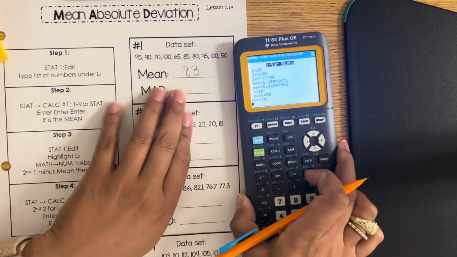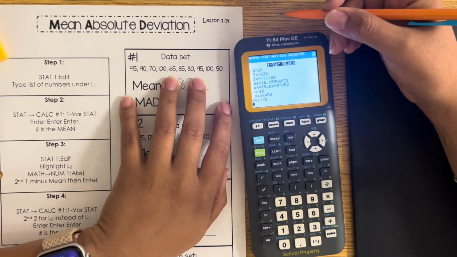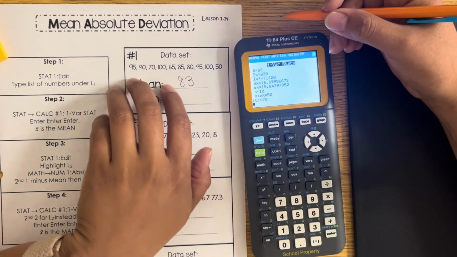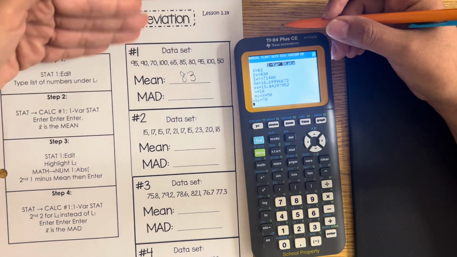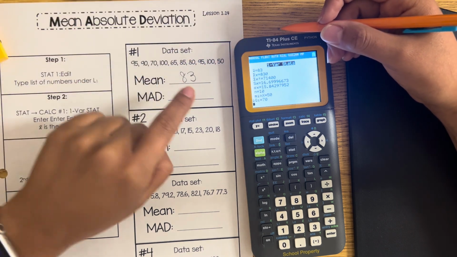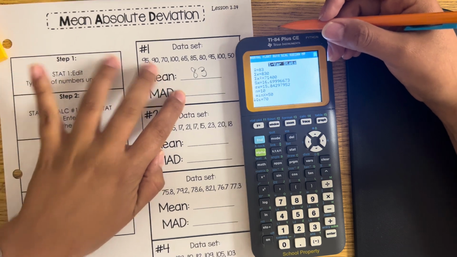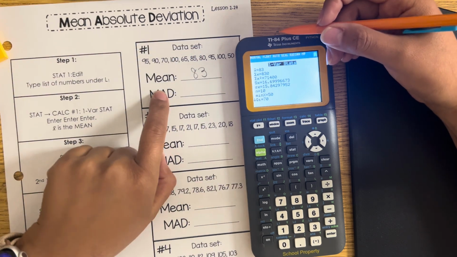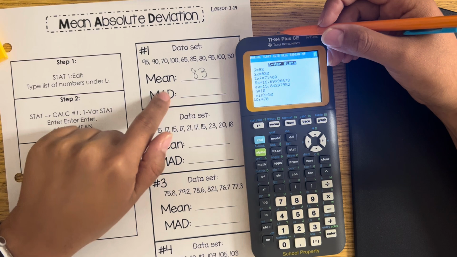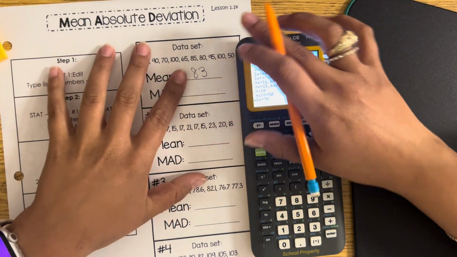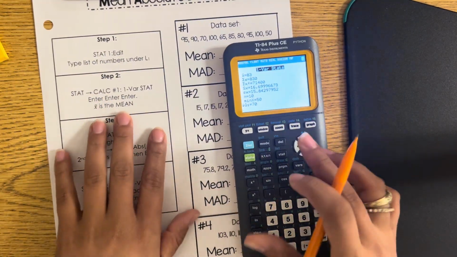Now, the 83 itself is something you covered in 7th grade. So the mean means I take the average, which means you add them all up, divide by how many numbers there are in the data set, and you would get 83. But 8th grade focuses on taking it one step further and finding something called the mean absolute deviation. So I'm going to explain that as we go through the next step. So we're not done yet.